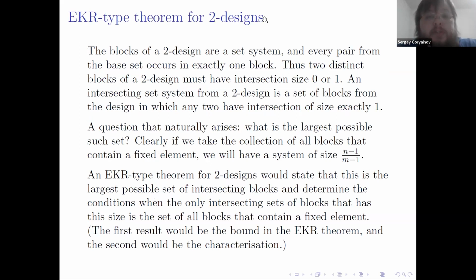The blocks of a 2-design are a set system, and every pair from the base set occurs in exactly one block. Thus, 2 distinct blocks of a 2-design must have intersection size 0 or 1. An intersecting set system from a 2-design is a set of blocks from the design in which any 2 have intersection of size exactly 1.